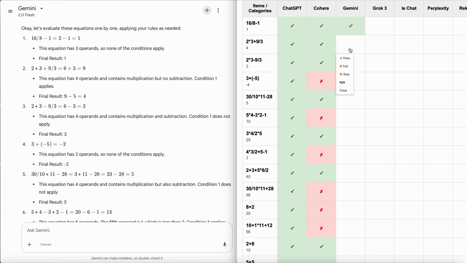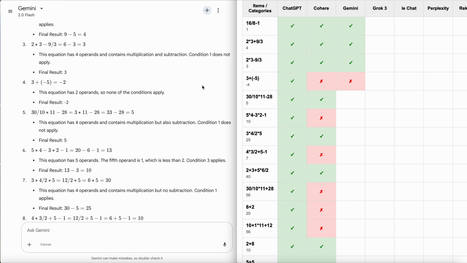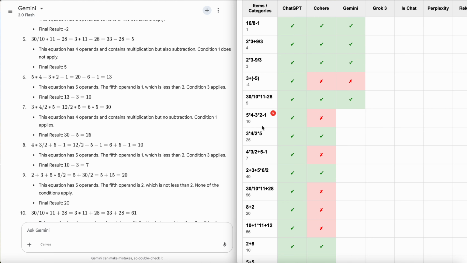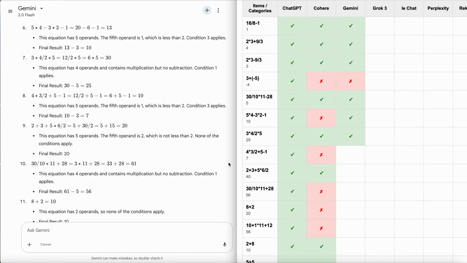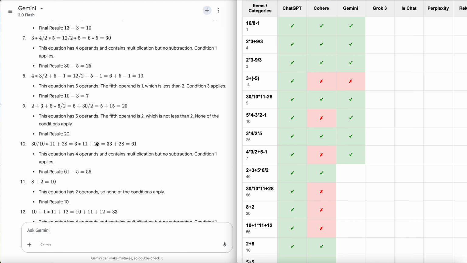4, 4, yes. 3, 3, yes. -2, -4, no. Same as previous. 5, 5, yes. 10, 10, yes. 25, 25, yes. 7, 7, yes.